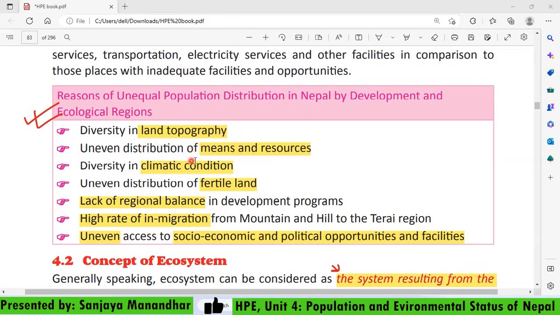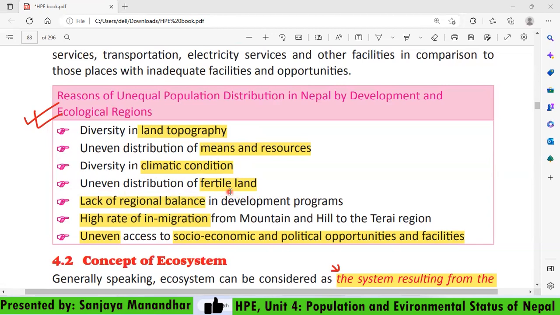Similarly, means and resources are not distributed evenly. In Himalayan region, means and resources are less. In Tarai region and hilly region, comparatively more. Similarly, climate is another important factor. Look here, diversity in climatic condition. So why there is less population in mountain region? Because of severe cold climate. Why there is more in hilly region? Because climate is favorable.